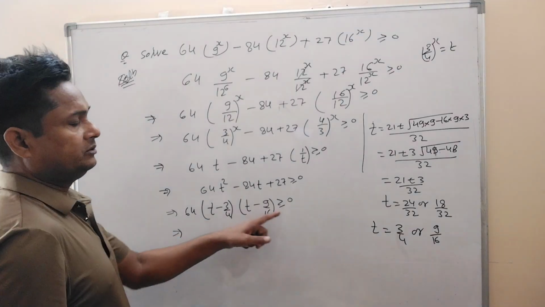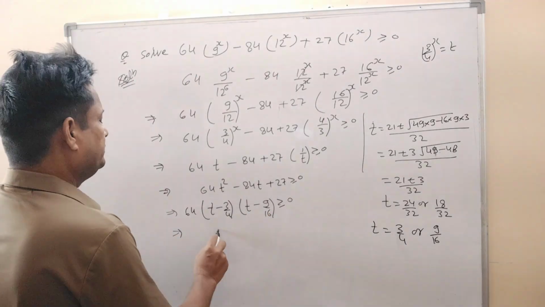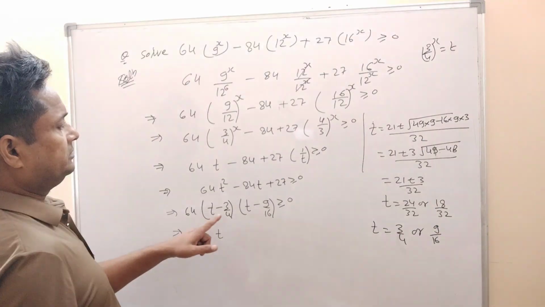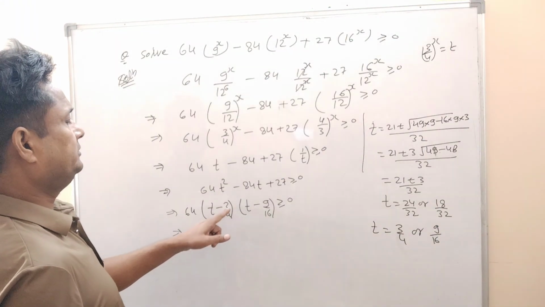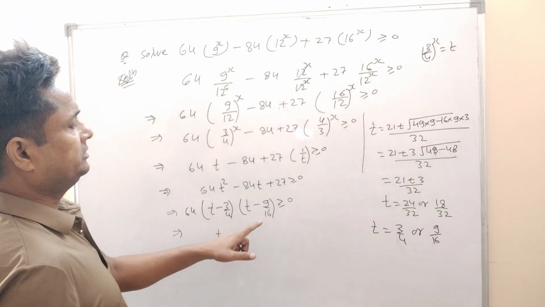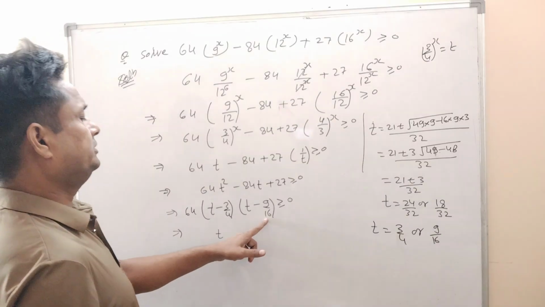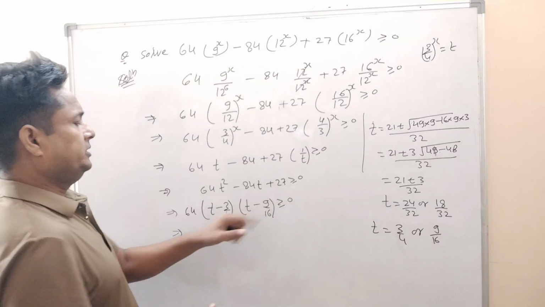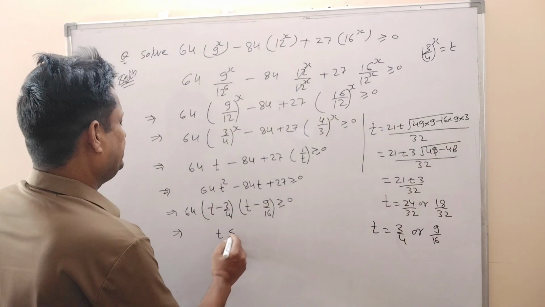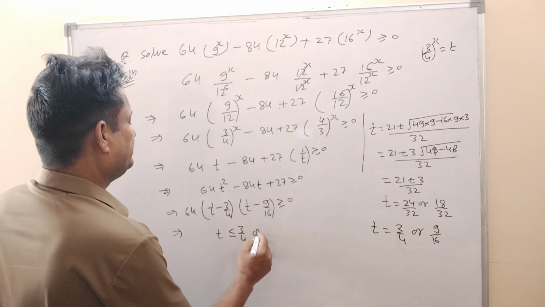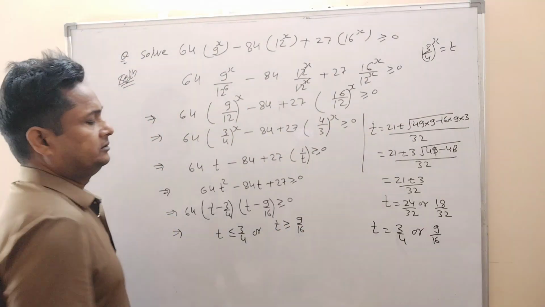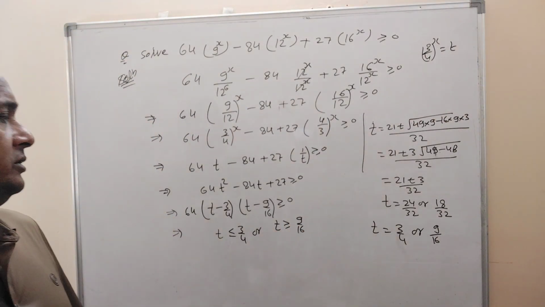So what will be the solution of this one? The solution of this one will be t. Which one is greater? This will be 0.7 something, and this will be 0.8. So this is t less than or equal to 3 by 4, or t greater than or equal to 9 by 16.